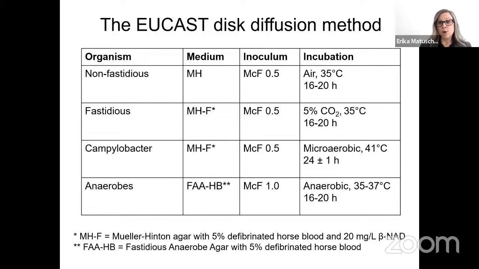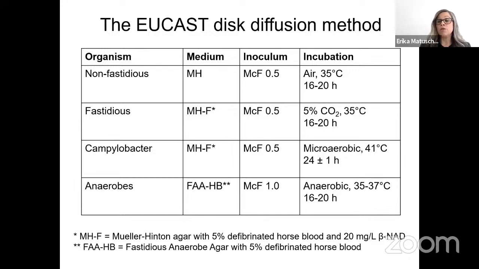Campylobacter has its own method. It's still MH-F agar and McFarland 0.5, but incubation must be in a microaerobic environment at a higher temperature and for a longer time. And quite recently, we also published a disk diffusion method for anaerobic bacteria, which previously had been lacking in the EUCAST system. And for this, we have developed another medium.